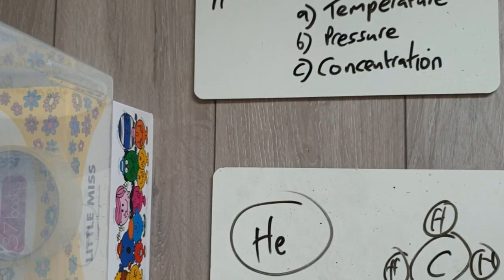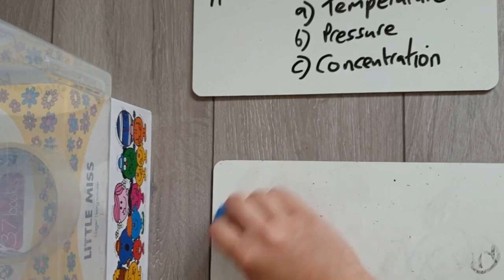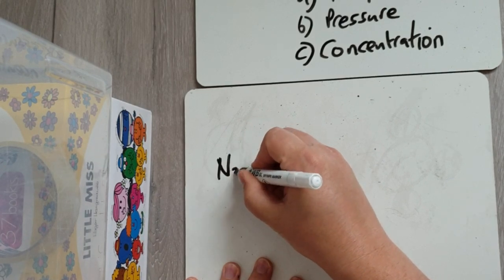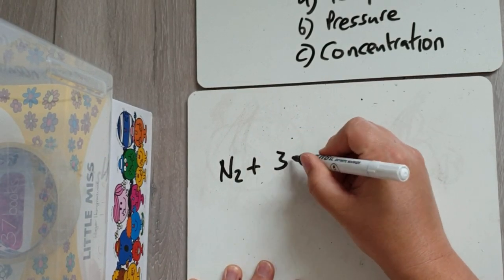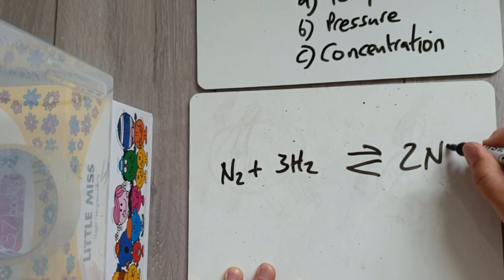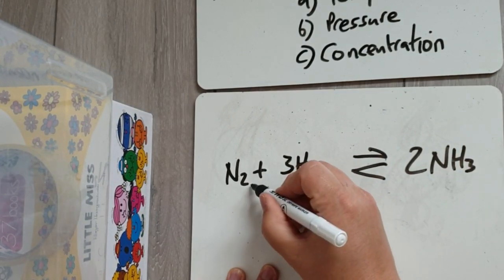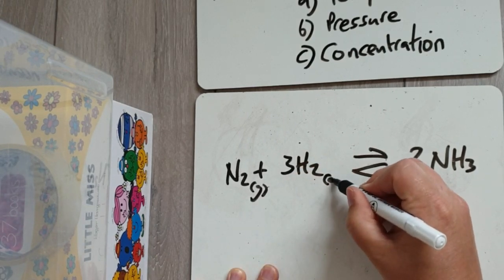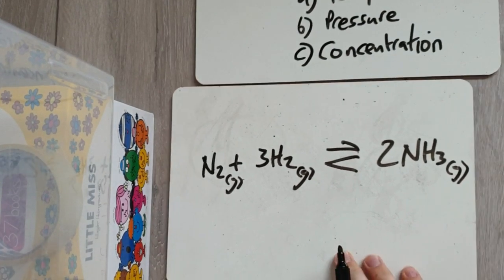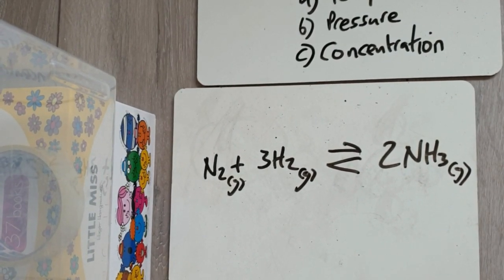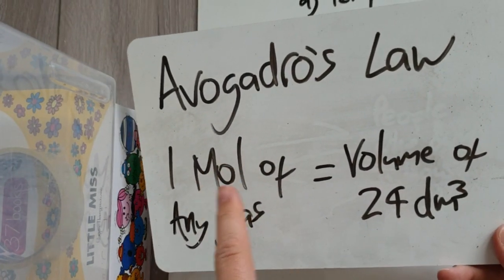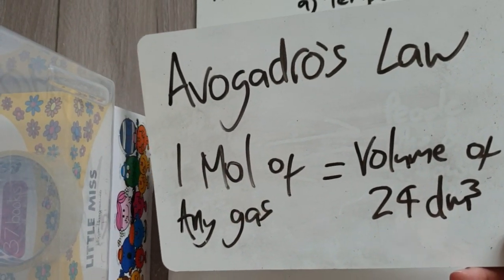And we're going to go back to our Haber process for that one. I shouldn't have rubbed it out. Start again. So N2 plus 3 lots of H2 goes to 2 lots of NH3. State symbols on these, that's a gas, that's a gas, that's a gas. So if we compare both sides, remember, for Avogadro's law, it doesn't matter what the gas is, 1 mole of any sort of gas takes up 24 decimeters cubed.